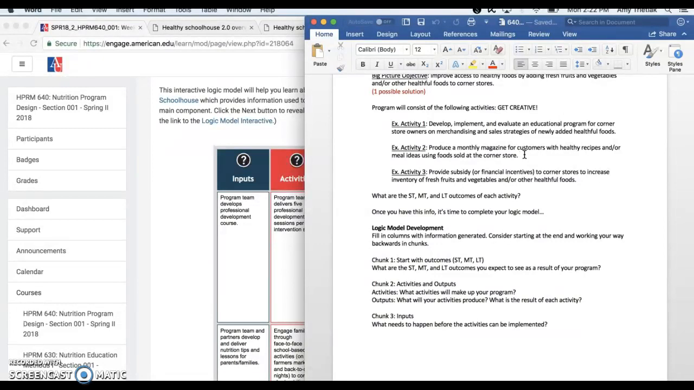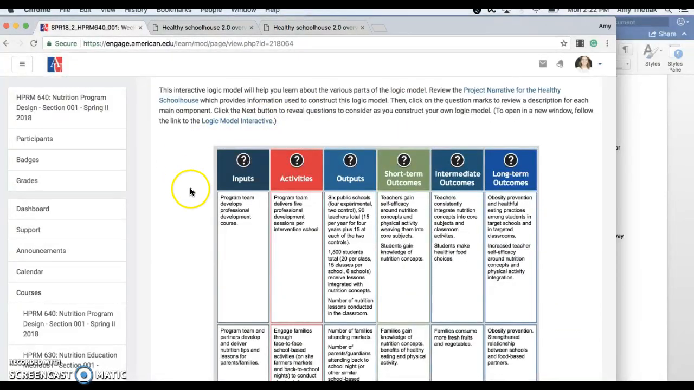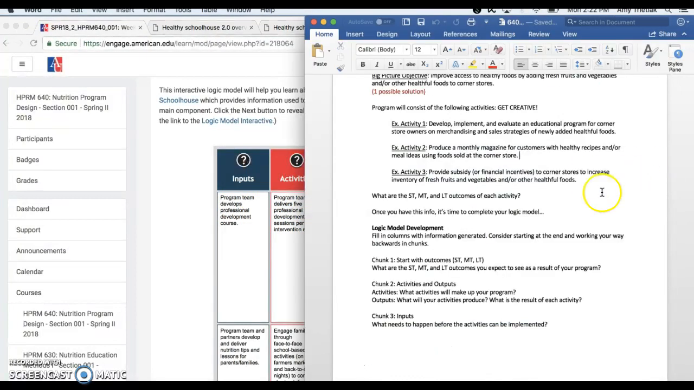So how many people is the magazine reaching? Is the magazine only something that patrons will pick up from the store, or maybe we'll decide to mail the magazines out to residents that live within a certain radius of a particular corner store. And we can start to look at the reach that way. So that's just one example of the activity and an output that we might add here in that portion of the logic model.